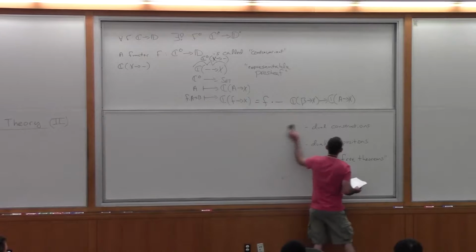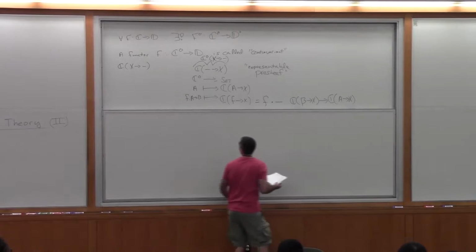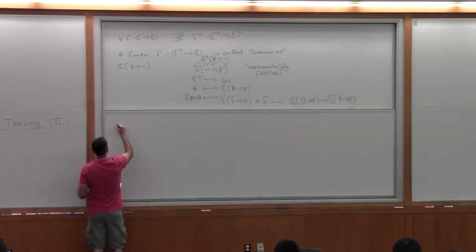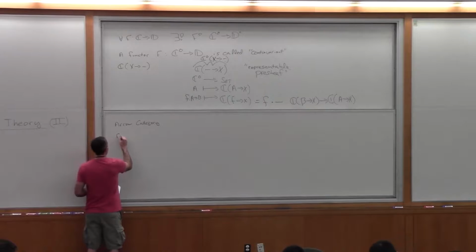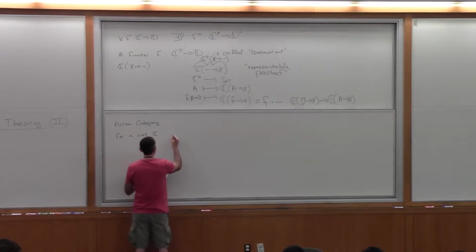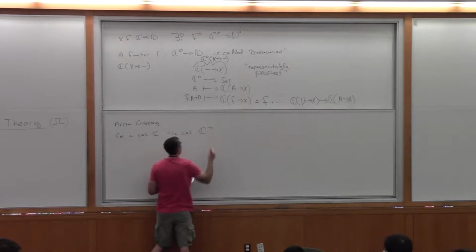So now I want to tell you about a couple other constructions we can do to make new categories from old. So I shouldn't have erased that. I'm sorry. The next thing I want to tell you about is called the arrow category, or category of arrows. That's interchangeable. And this says that for a category C, we have the category, which I'll write like this, C with a superscript arrow on it.